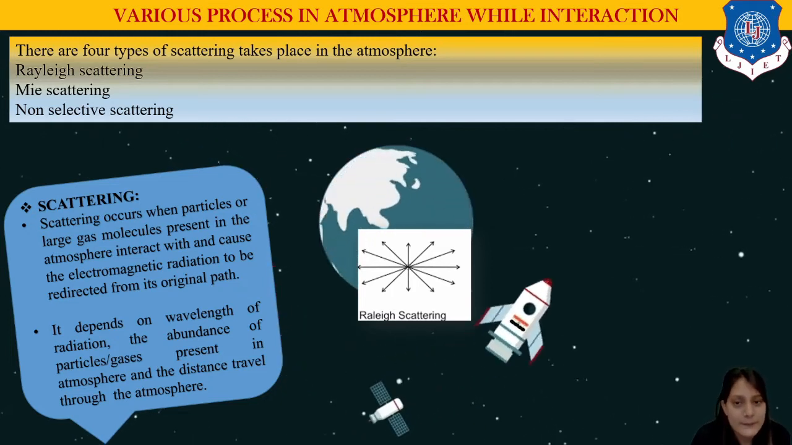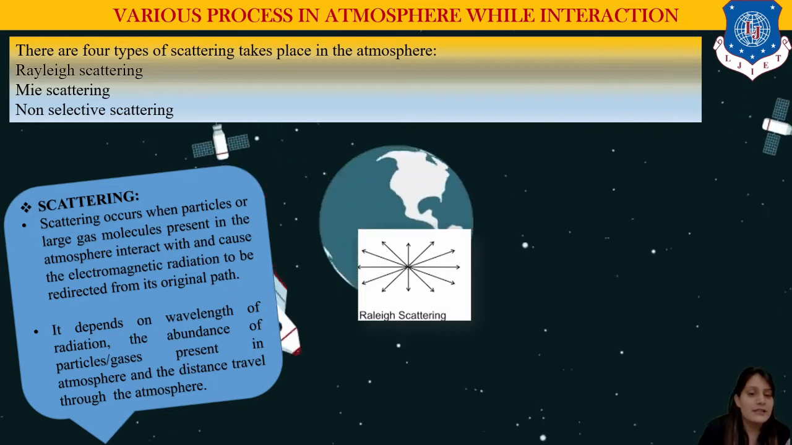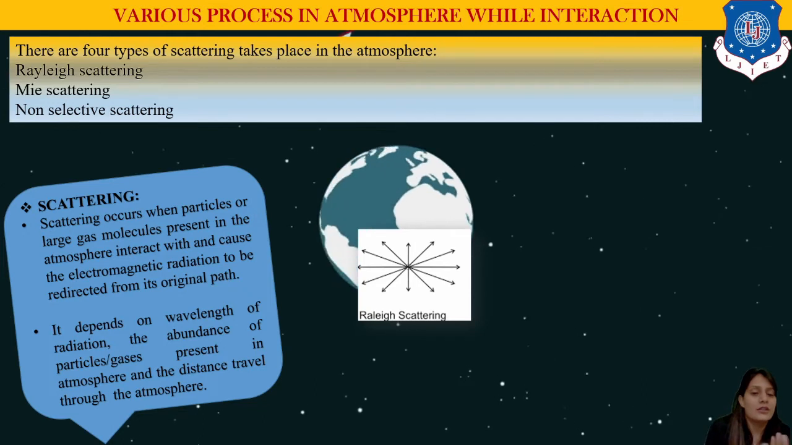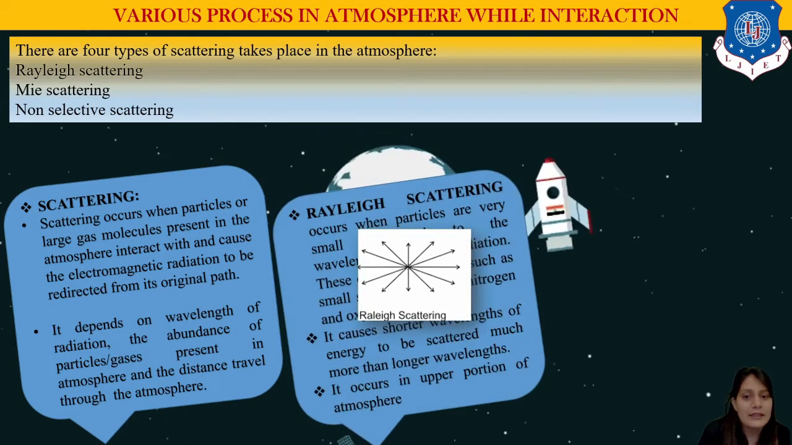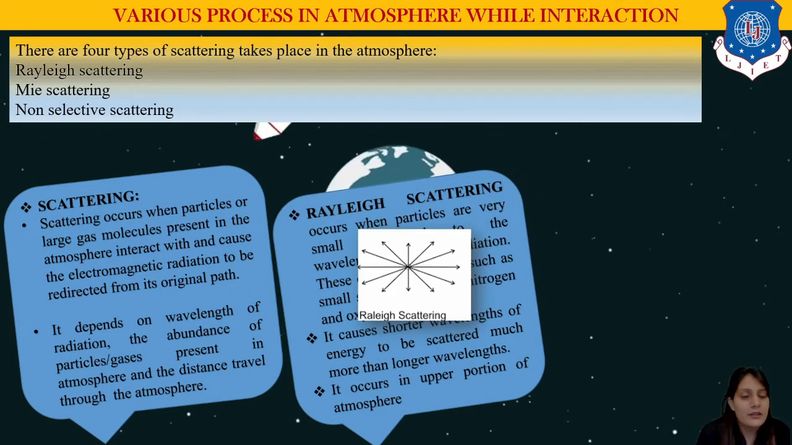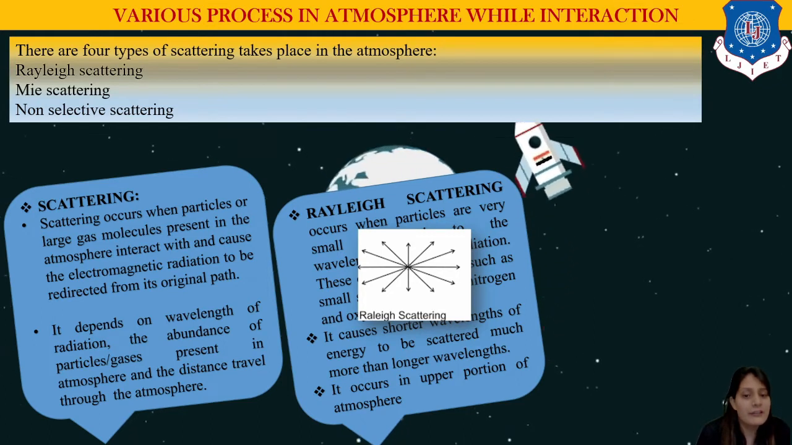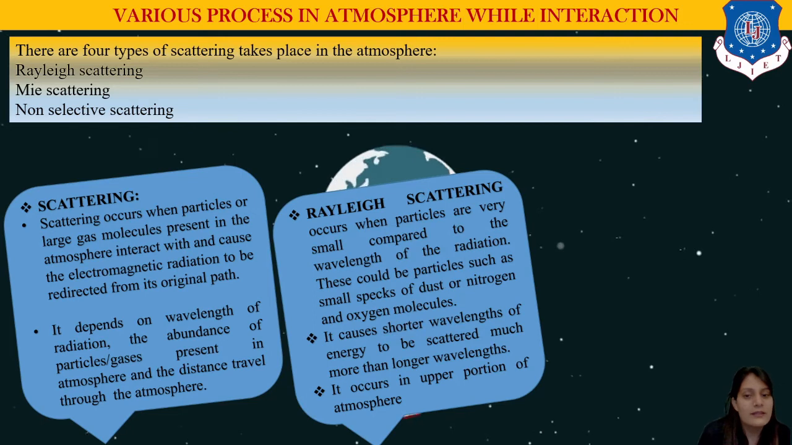Remember it in a simple way. Now, the very first is Rayleigh scatter. See, Rayleigh scatter is generally distributed in all directions. It is not haphazard. Let's see that in detail. Rayleigh scattering occurs when particles are very small in comparison to the wavelength. It affects shorter wavelengths of energy.